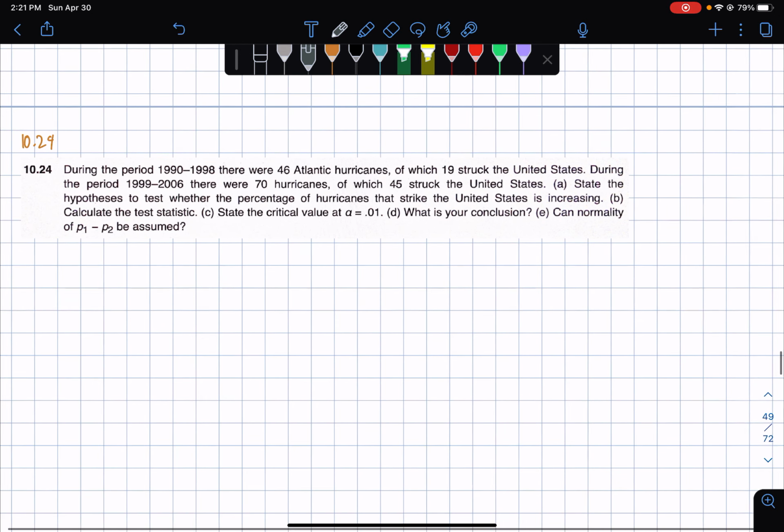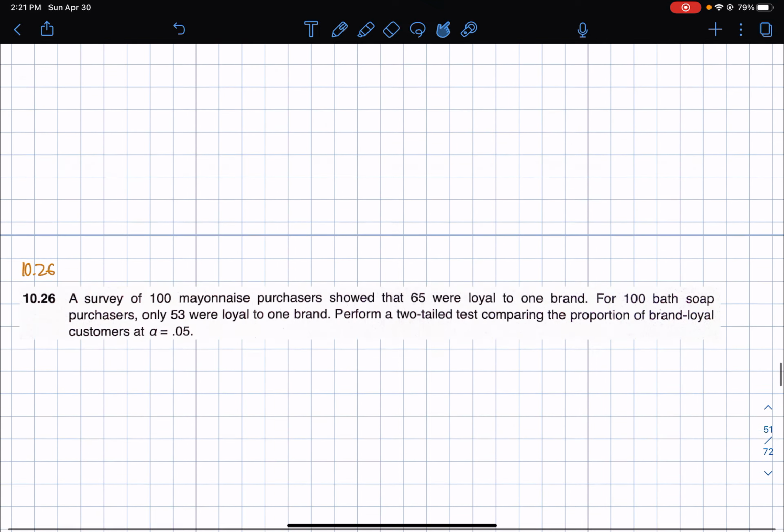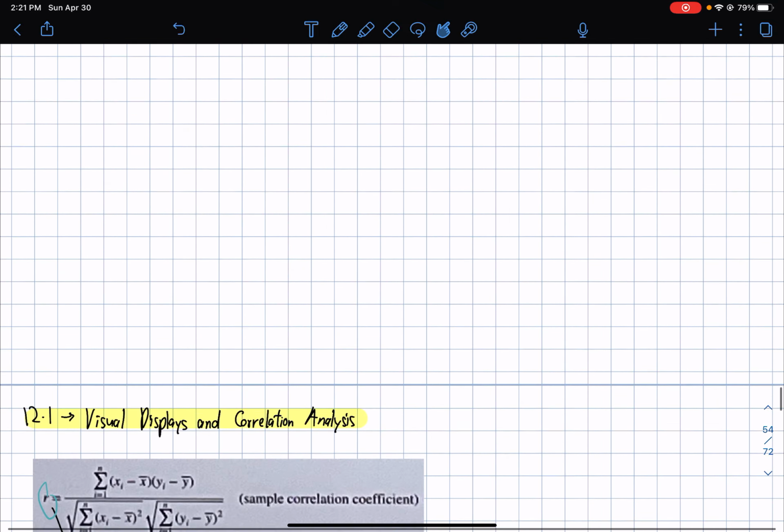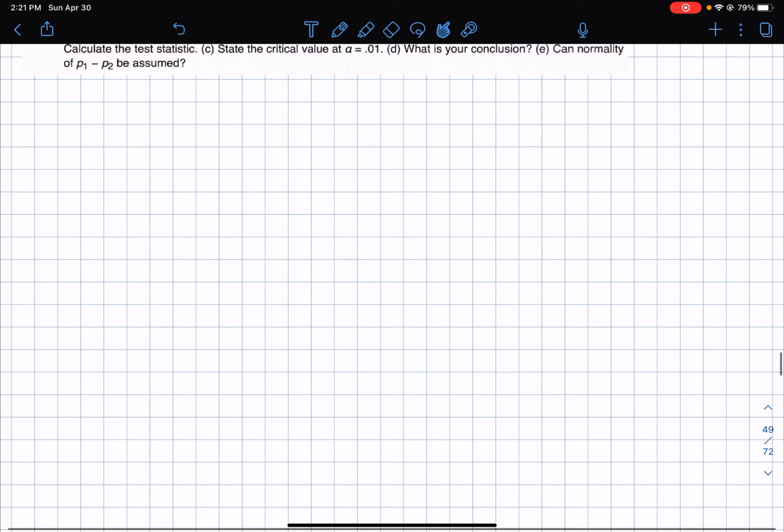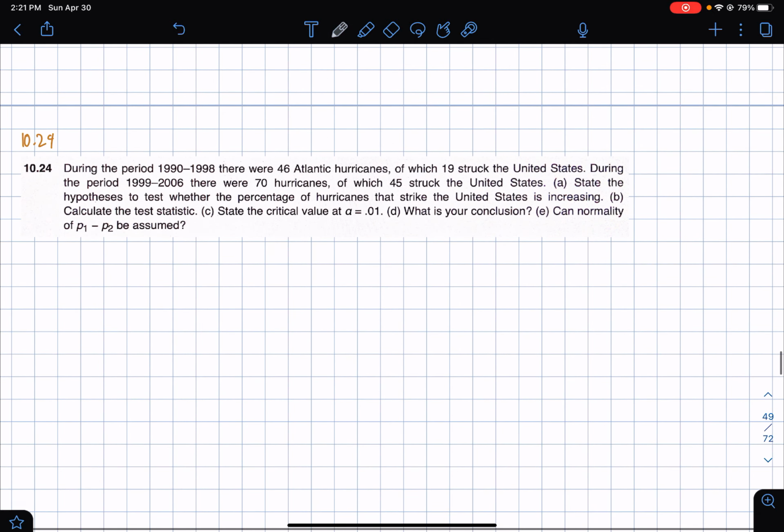Let's go with 10.24. I wonder how many problems we still have. 2, 3, 4, 5, 6. 6 more to go. I might make a part 2 since this is already too long.